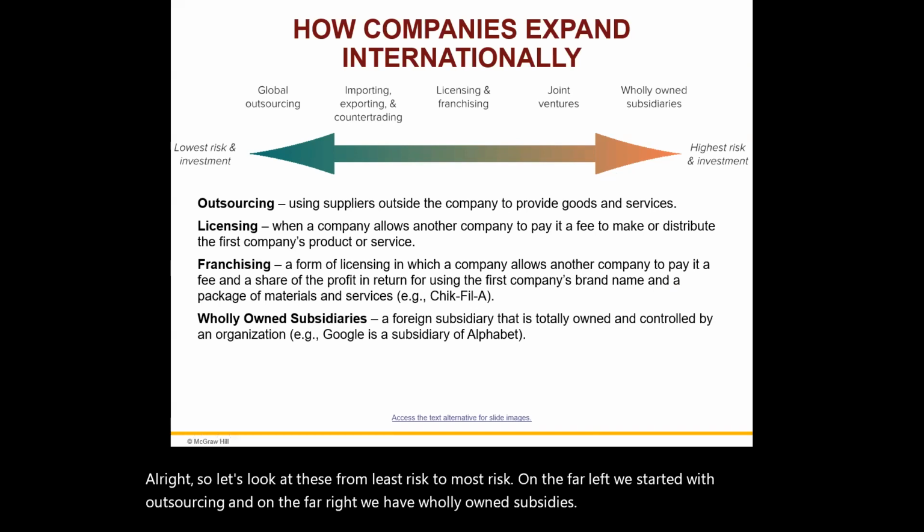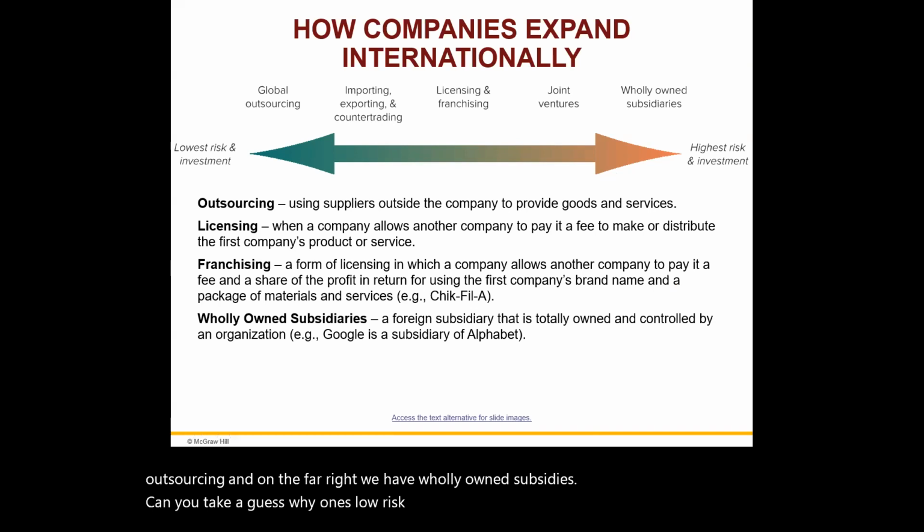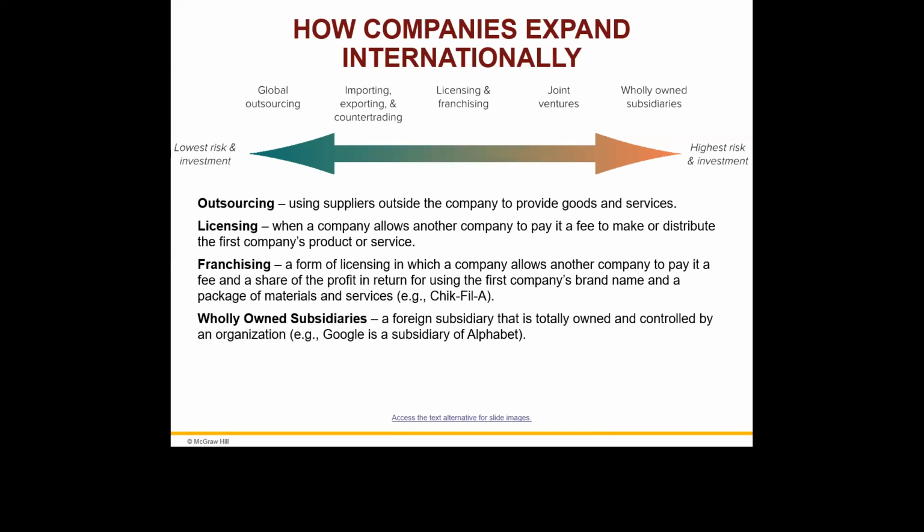Can y'all take a guess why one's low risk and the other is high risk? Any guesses why outsourcing is relatively low risk compared to having a wholly owned subsidiary? Cotter?